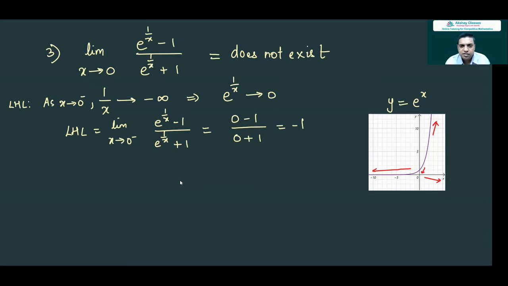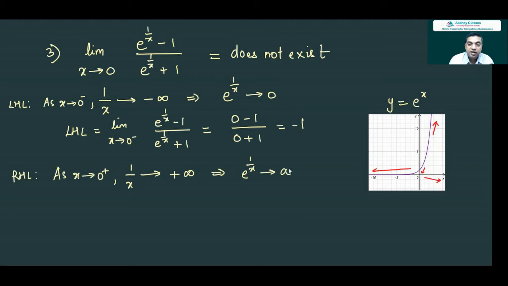So just look at this now. When x tends to 0 minus, 1 by x is tending to minus infinity. So e power a term which is going to minus infinity will go to 0. Whereas for the right hand limit, as x tends to 0 plus, 1 by x will go to plus infinity, which implies e power 1 by x will go to infinity.